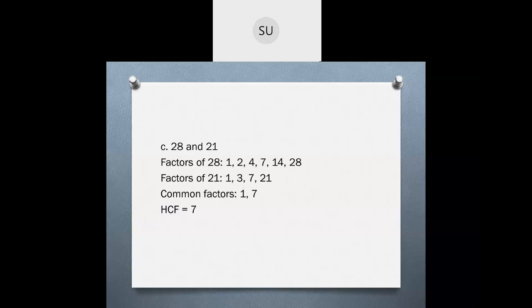So which are the common factors here now? Common factors we have 1 and 7. So HCF of 28 and 21 is 7. Okay, HCF is 7.